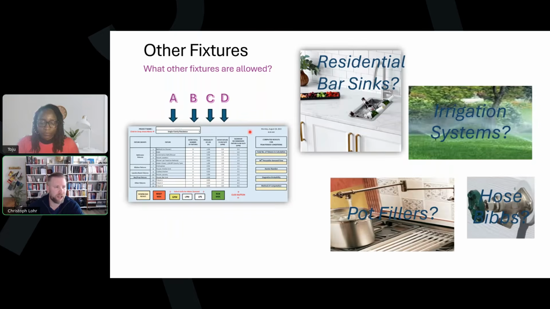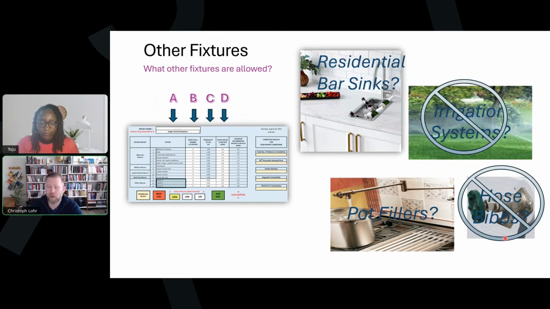So when you look at these other fixtures, there's this question of what can I use: residential bar sinks, irrigation systems, pot fillers, or hose bibs? Well, first off, those other fixtures, irrigation systems and hose bibs, are not to be used down there. So if you have any kind of continuous load, even on the hot water side, you don't want to put that down in that section there. It's really meant for things that mimic other things in the building that's established.